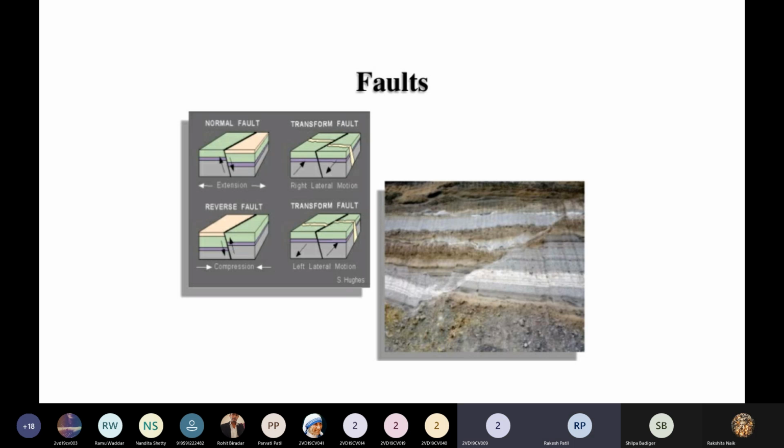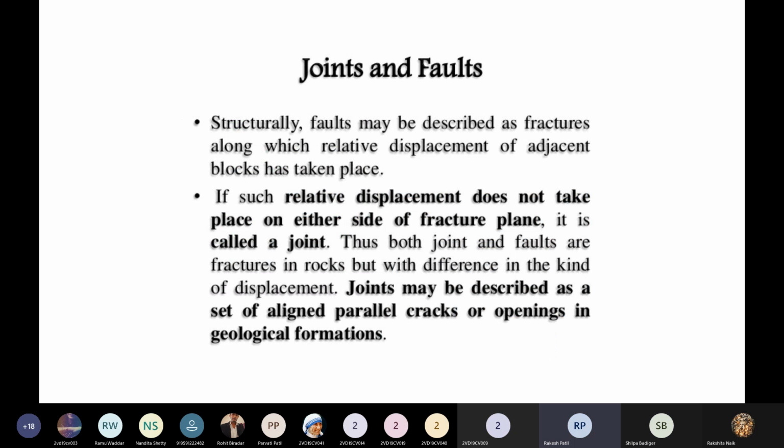Yes, sir. Okay. So what is this result? This result is the movement of a block. You can see here a crack is there. If only a crack is there, then it is called a joint. Along with the crack, if displacement is there, then it is called a fault. Is it clear, faults? Yes, sir. Okay. Joints and faults are the same, but displacement will be there in faults.